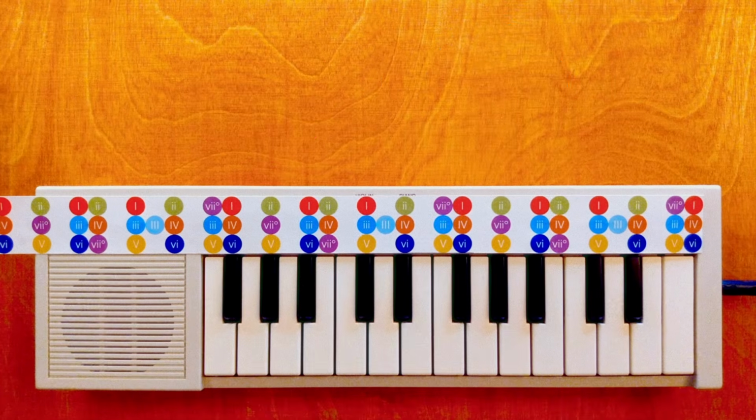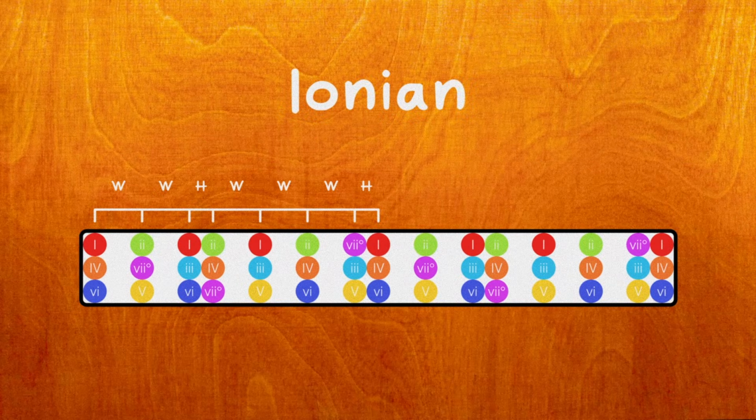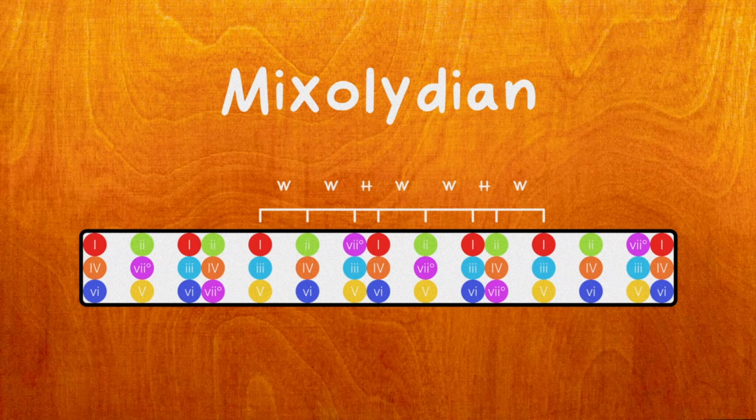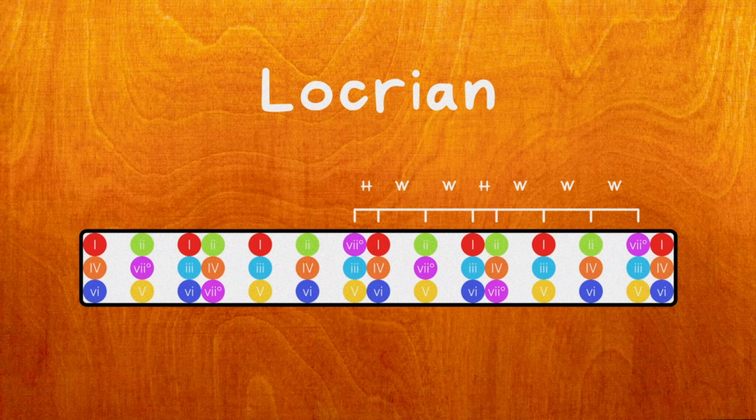And guess what? This applies to every mode. Not just Ionian, but Dorian, Phrygian, Lydian, Mixolydian, Aeolian, and Locrian. All of them. Triads and seventh chords in every mode and every key, with 21 dots and 7 colors.